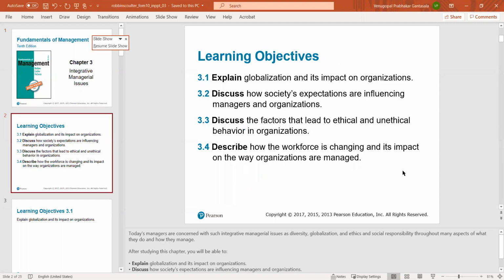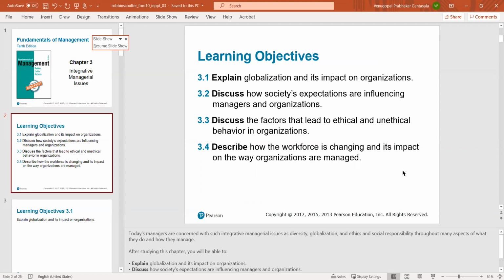So the learning objective for today's class is understanding globalization. I think you are all familiar with that. And what kind of impact does it have on organizations, globalization itself? And we also will discuss how society's expectations are influencing what managers do and how they actually take decisions, and basically expectations on organizations. How does it influence companies? How does it influence managers? That's another thing that we will discuss today.